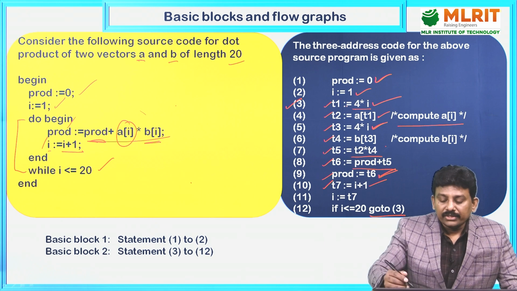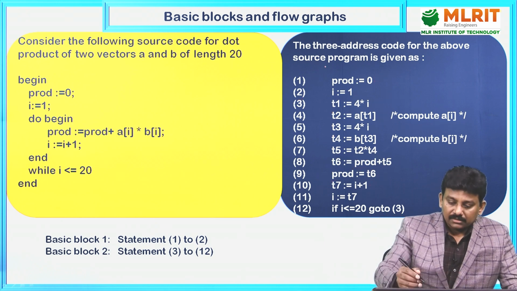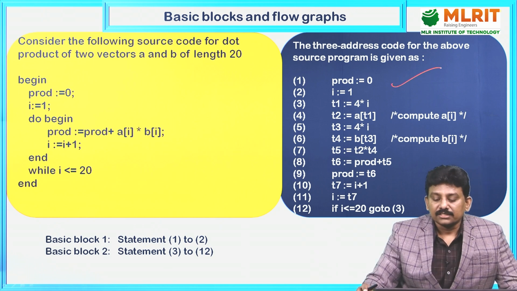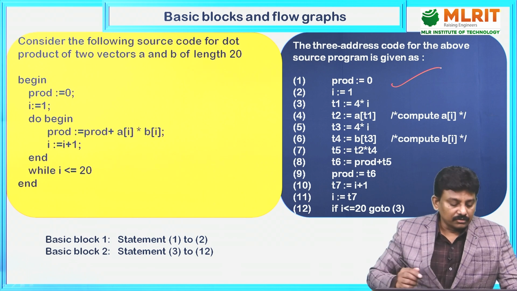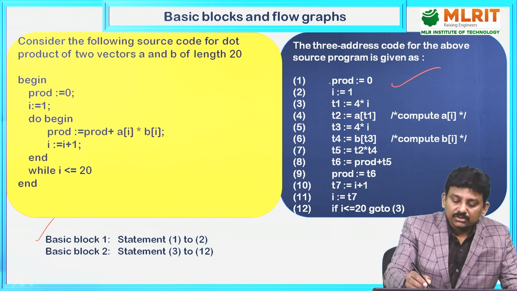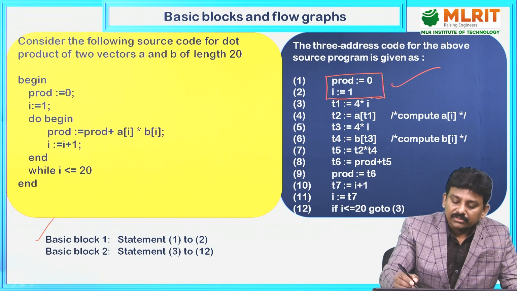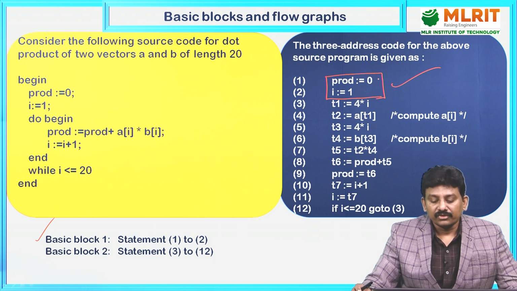Now, this is the set of 3 address statements. Now we need to partition this set of statements into basic blocks. So basic block 1 is statement 1 to statement 2. These two are one basic block because every first statement is a leader. Basic blocks are identified by identifying leaders. So the first statement is a leader.